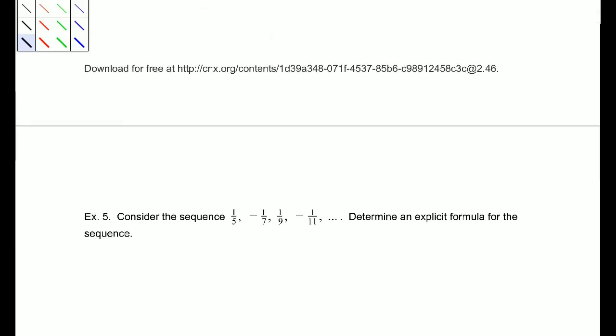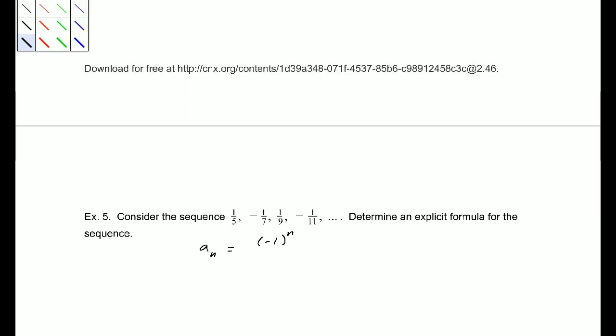Alright, next we have number 5: 1/5, negative 1/7, 1/9, negative 1/11. Alright, so the denominators, I see a pattern. The numerators are simply going between 1 to negative 1, 1 to negative 1. So let's do a negative 1 to the n. And if I plug in a value of 1, that would be negative.